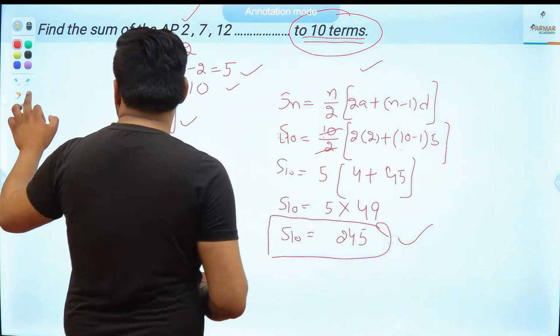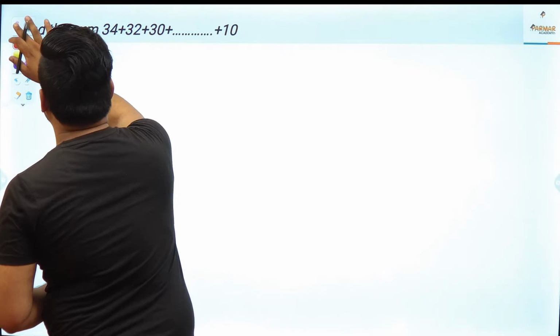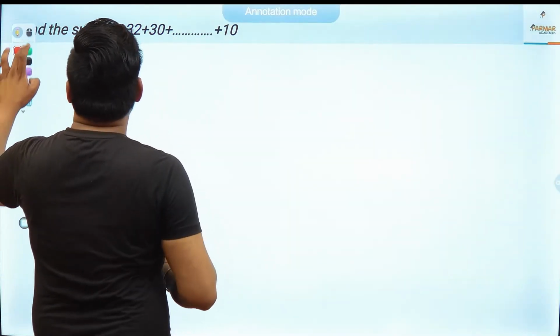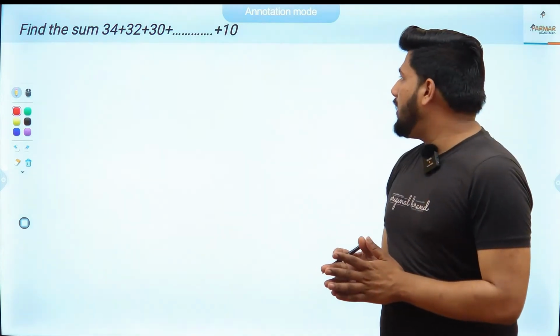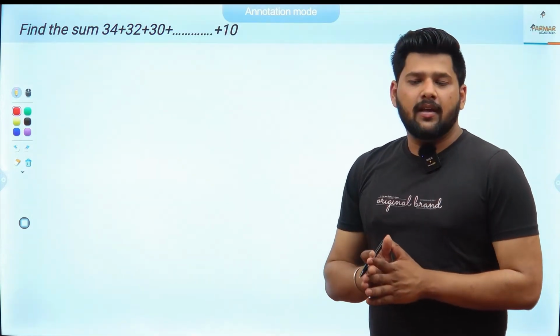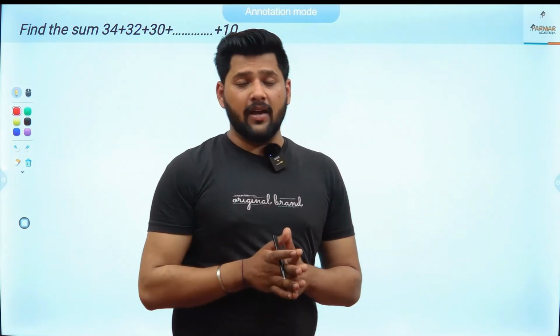The next one is: find the sum of 34 plus 32 plus 30 and so on up to plus 10. Again, the sequence is given. We have to find the sum.